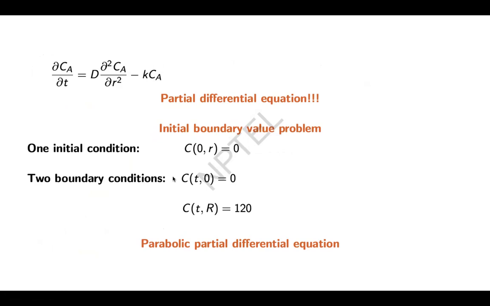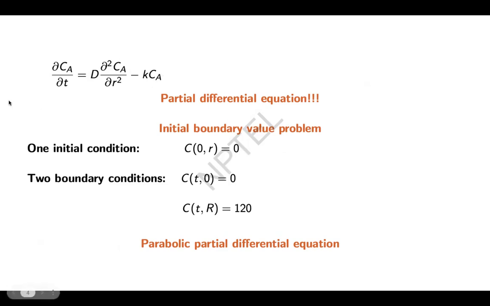Before that, let us see how to solve it. Before coming to the specific question, we'll see how to solve a partial differential equation. For that, there are certain things you need to identify in the problem before formulating it. First is the model equation itself: dou Ca by dou t is equal to D dou square Ca by dou r square minus k Ca. This is the partial differential equation we are dealing with right now.